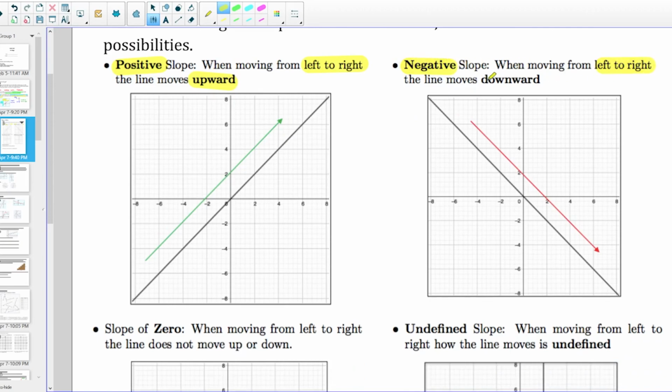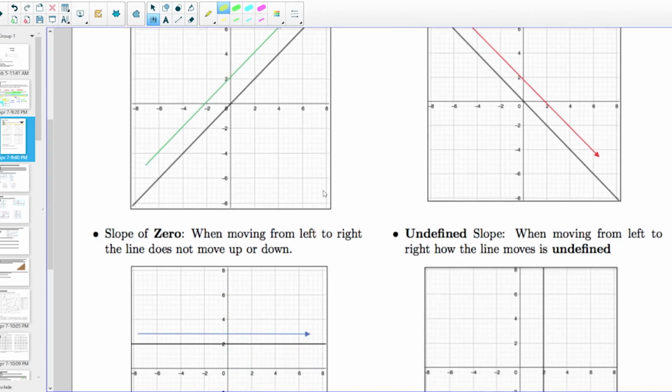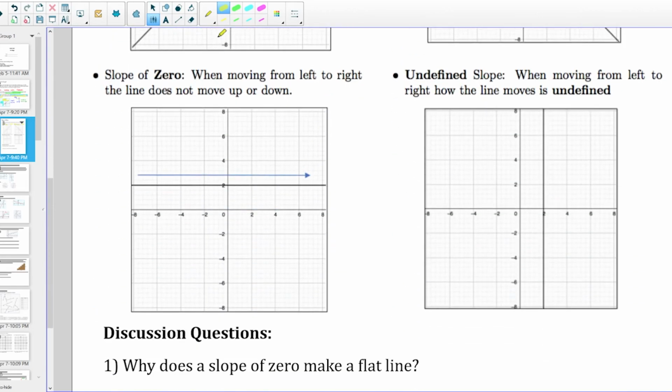On the other hand, if we're looking at a negative slope, when we're moving from left to right again, your line is going to move downwards. So if we're going up, it's positive. If we're going down, it's going to be negative. So just keep in mind that we are moving from left to right.